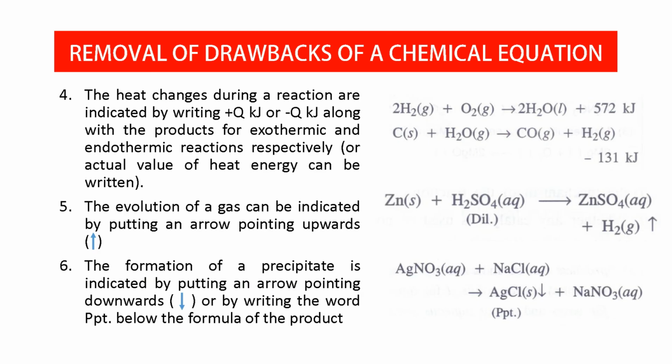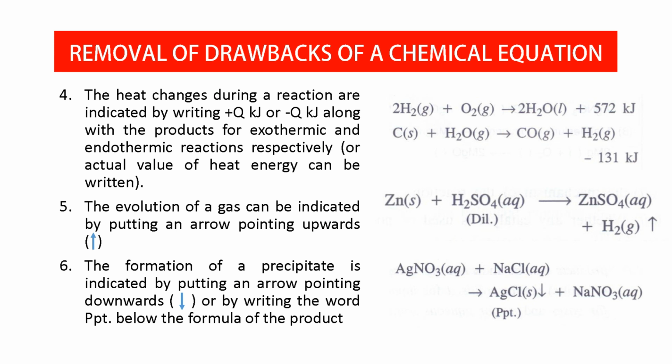Then we come to the next point. The heat changes during a reaction are indicated by writing plus Q kJ and minus Q kJ along with the product for exothermic and endothermic reactions. All of you know what an exothermic and an endothermic reaction is. The chemical reaction in which energy is given out or liberated, we say the reaction is exothermic, and the reaction in which energy is absorbed is endothermic.